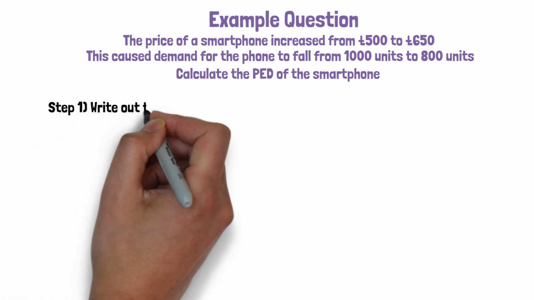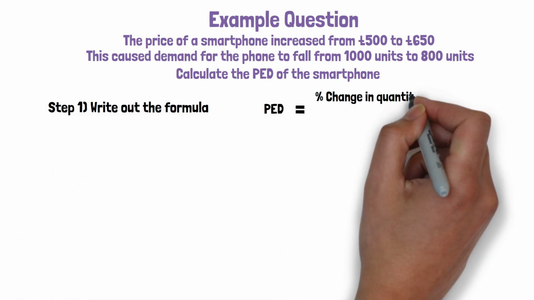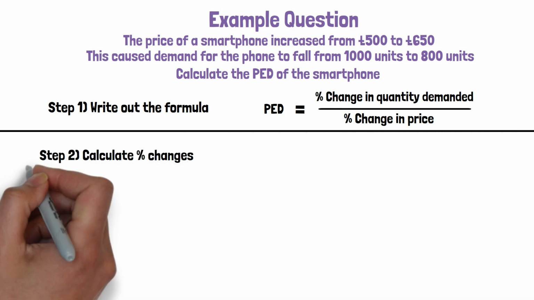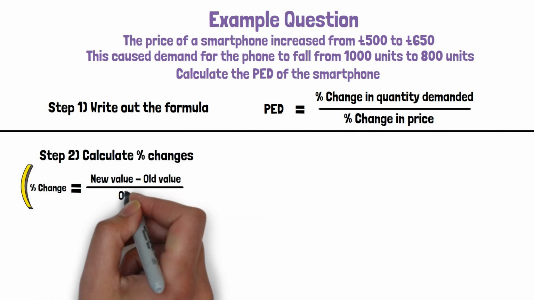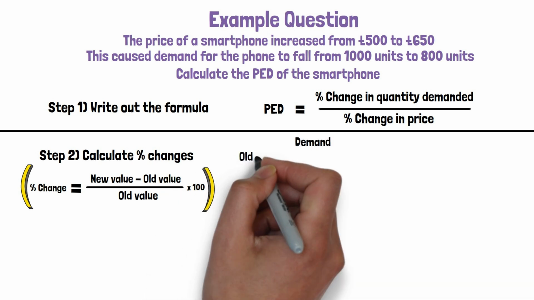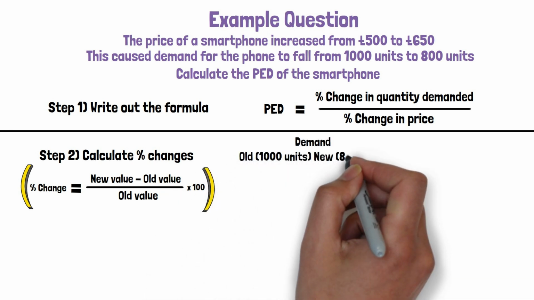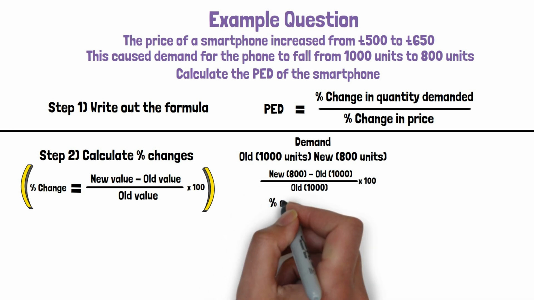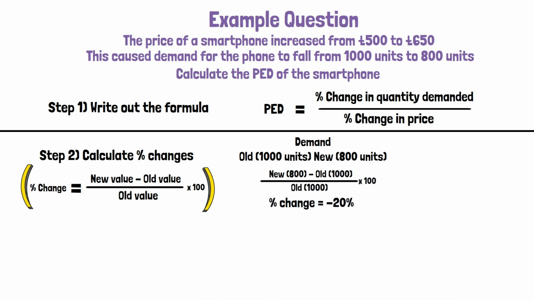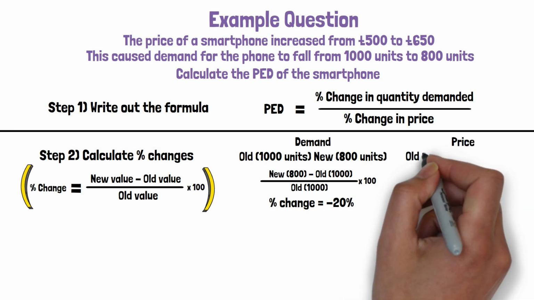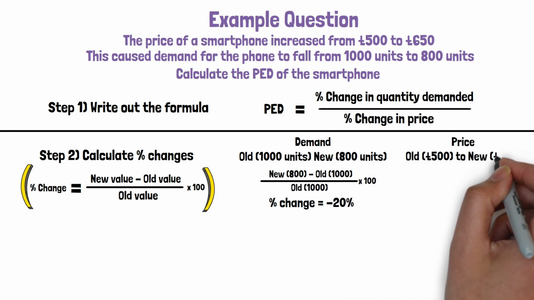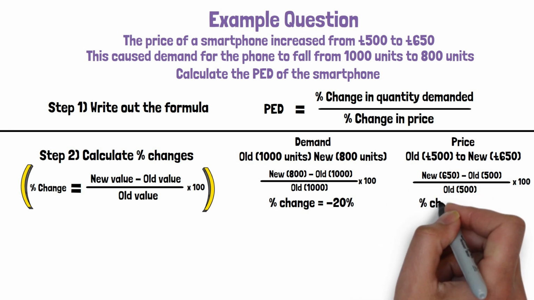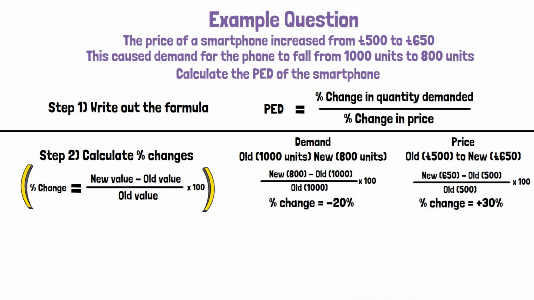The first thing to do when doing any calculation question is to first write out the formula. The next thing to do is calculate the percentage changes if they are not already given to you. Demand went from 1,000 to 800, so the calculation is 800 subtract 1,000 divided by 1,000 multiplied by 100, and this gives us a percentage change of negative 20%. Price went from £500 to £650. This means the calculation is 650 subtract 500 divided by 500 multiplied by 100 to give us a percentage change of 30%.